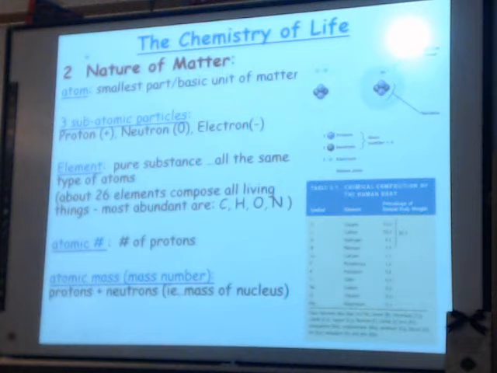Atomic number is the number of protons. The atomic mass is protons plus neutrons. I probably would remember that. The atomic mass is protons plus neutrons, and the atomic number is the number of protons. What do protons make? If you have more protons than electrons, what does that make? It makes it positive. Do you know one element in your body that's positive?